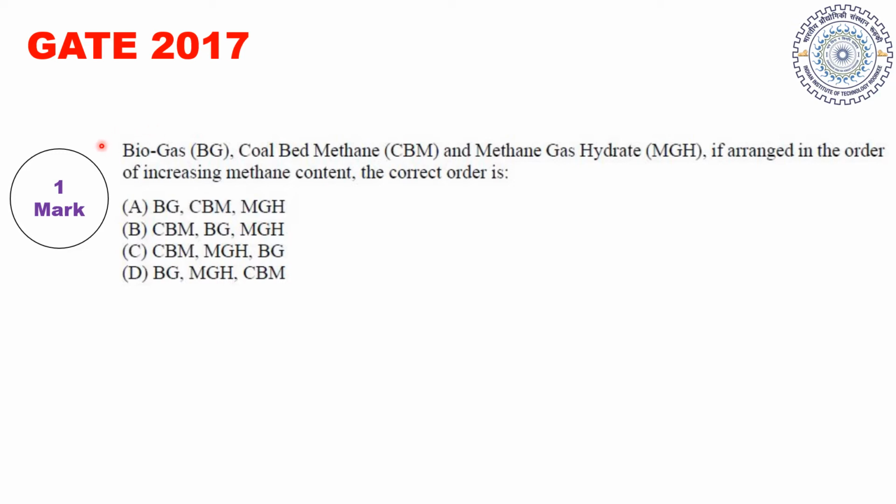But biogas is utilized mostly for cooking processes. Biogas typically contains 30 to 40% of methane. Next, coal bed methane. So you know that coal bed methane potential is very high. Also methane gas hydrate potential is very high. So we can't differentiate between CBM and methane gas hydrate. They approximately contain 60 to 70% or even 80%.